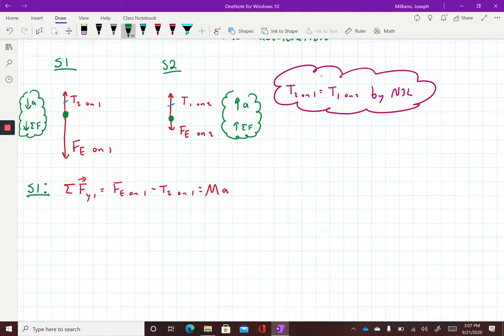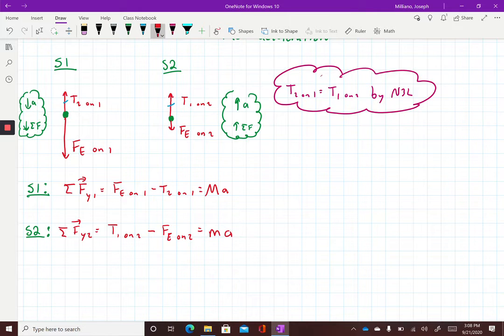Now, system 2. The sum of the forces in the y direction for system 2. Well, up is the positive direction, so it's the tension that 1 exerts on 2 minus the force that Earth exerts on 2, which is in the downward negative direction for that system. And that's got to be equal to m times lowercase a. Both of these accelerations are positive by definition, or by choice. We chose the positive direction to be the direction of the acceleration, so these both become positive.